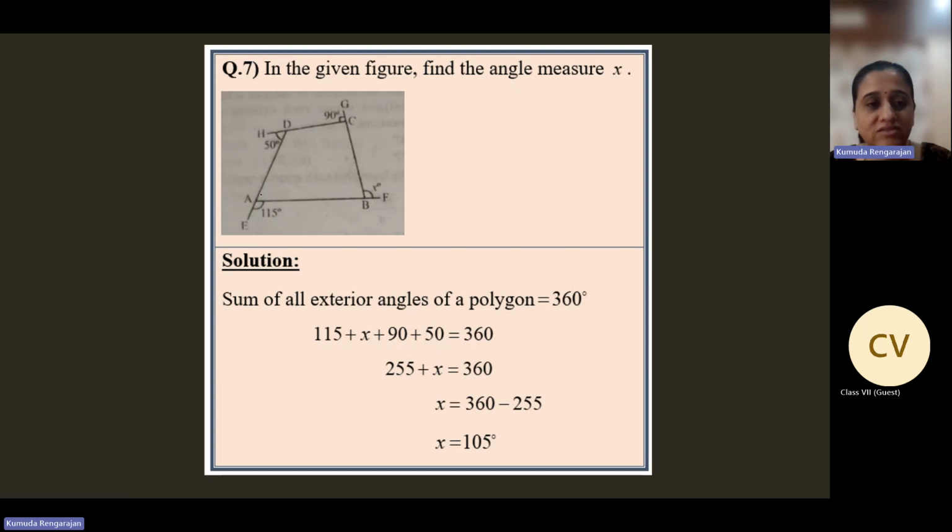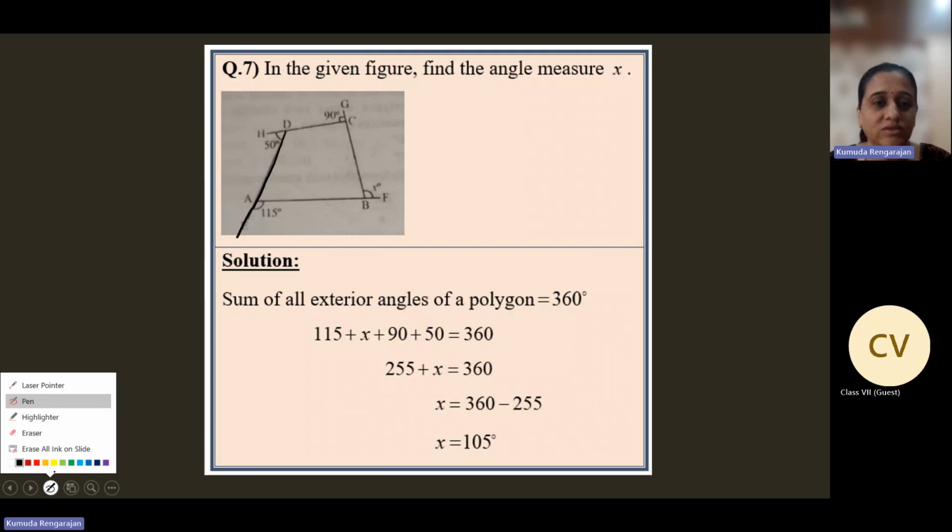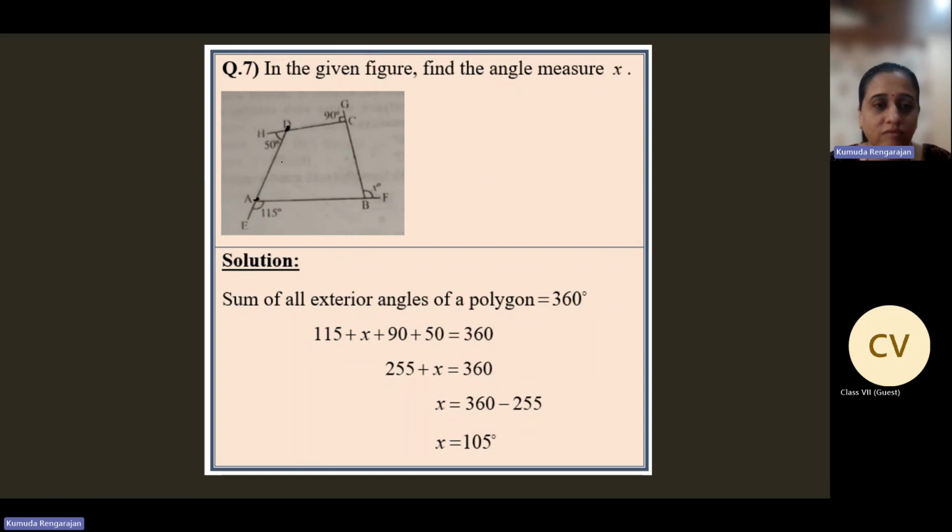Now, how do you make out that they are exterior angles? Because you can see this is the side DA. Listen to me. It's produced to E. Can you see the side DA of the quadrilateral is produced to this point, and so this exterior angle is formed.